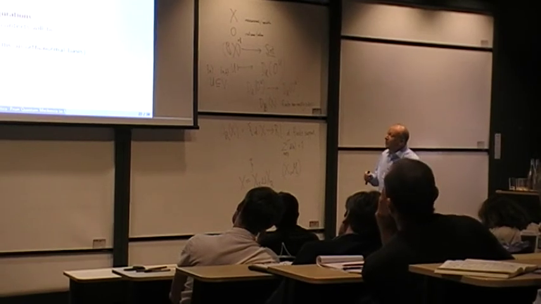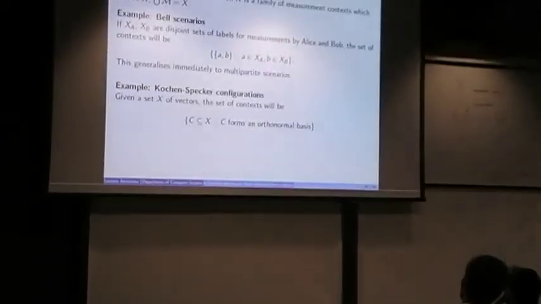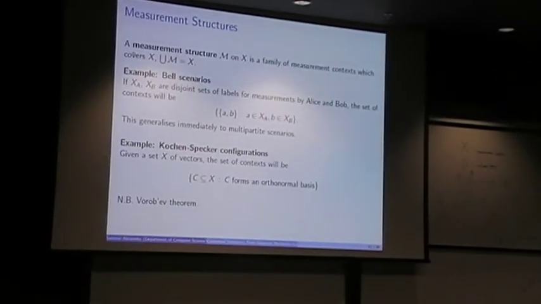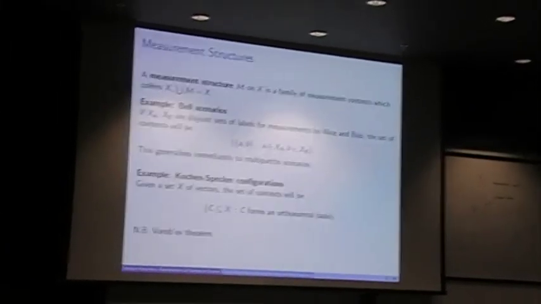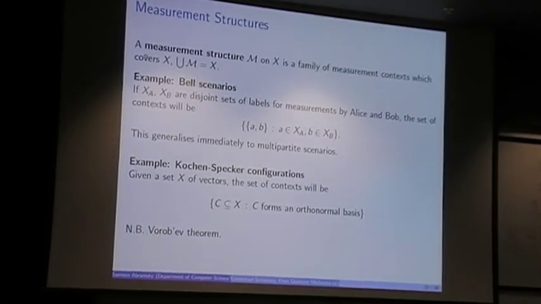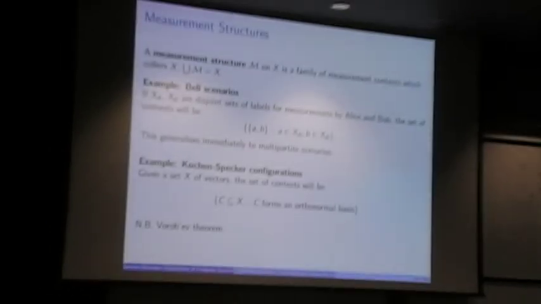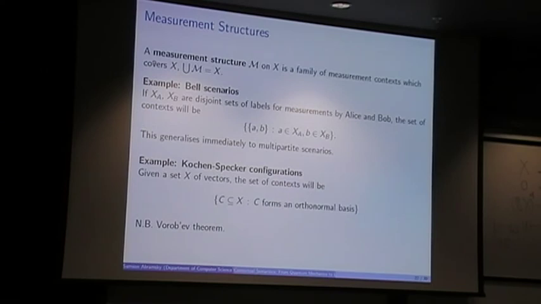So that's one particular case, but it's a very special case. To take another case that's important in quantum mechanics, we have Kochen and Specker configurations, where you have a set of vectors, and you look at the family. That's our underlying set. It can include zero, right? Actually, I should have said unit vectors. Unit vectors would have been better, particularly if I say orthonormal basis. So X is a set of unit vectors, say in R^n, some fixed n, and then we form the family of subsets which are mutually orthogonal. So that's an interesting example of getting such a measurement structure.